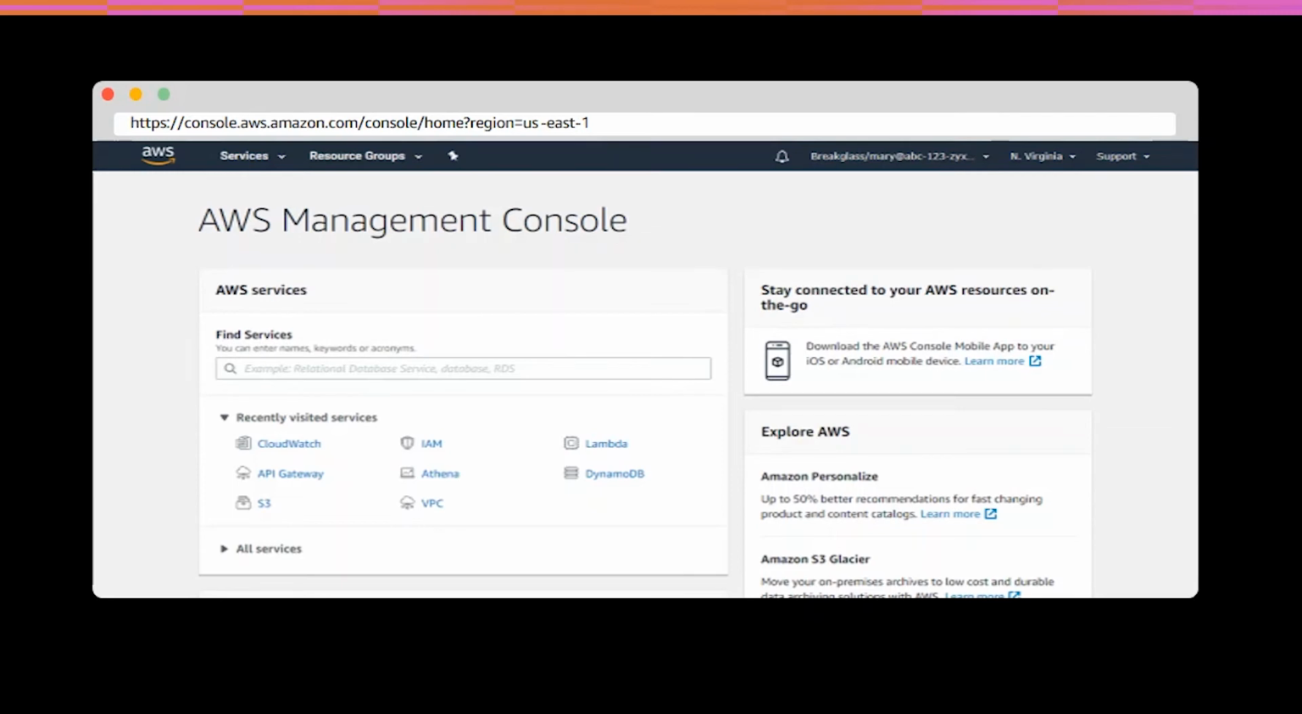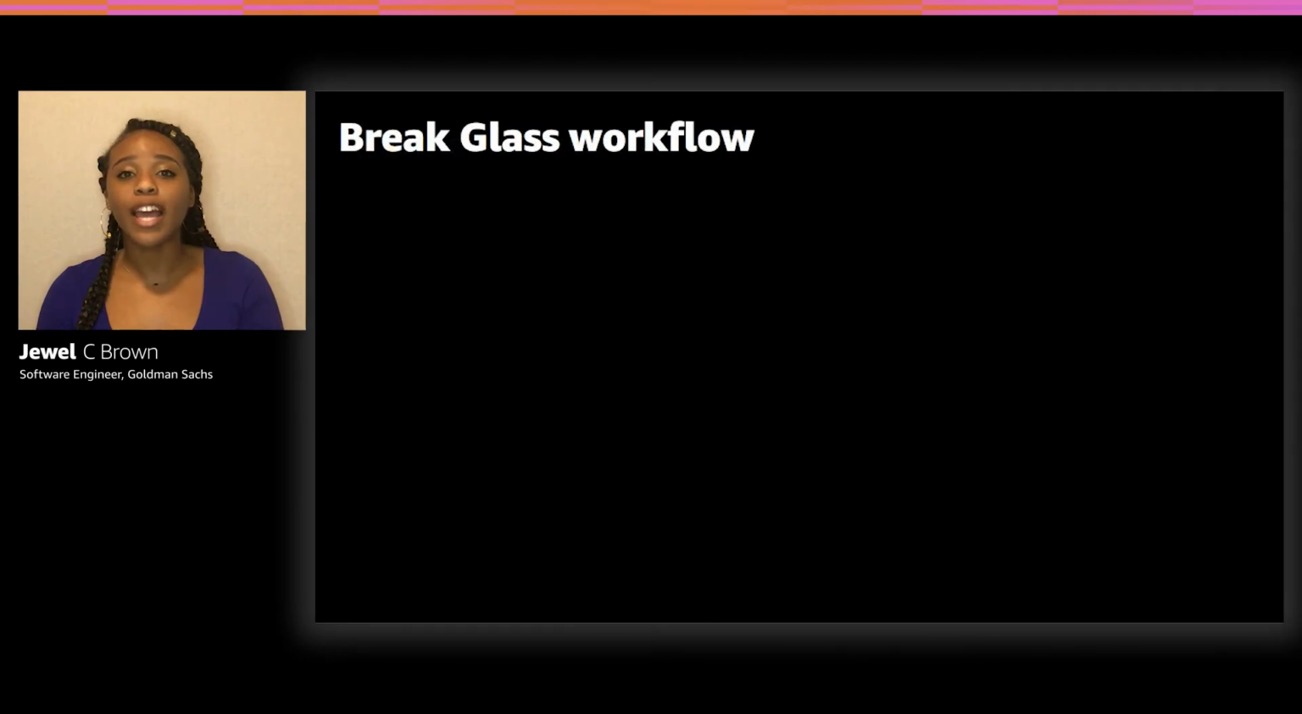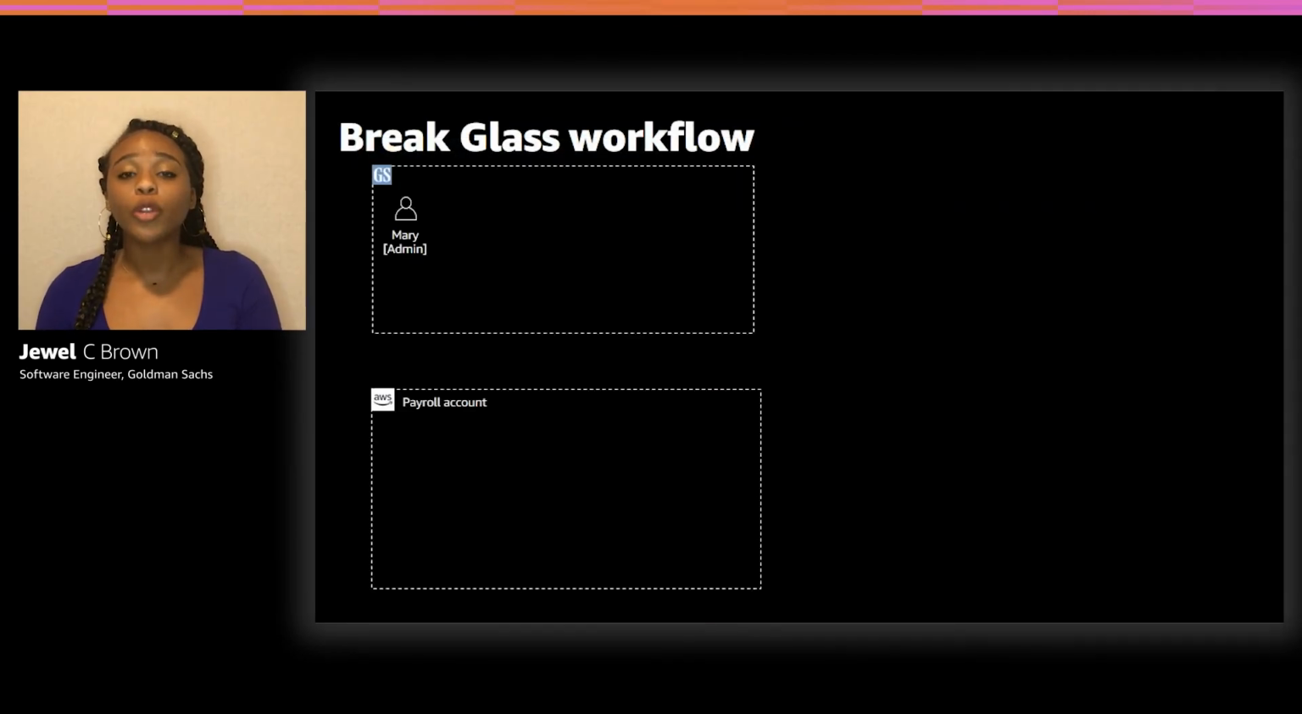pre-approval workflow. So here we have Mary, who needs access into the payroll account. In order to get that access, she's going to hit our internal identity provider, which is going to make the same check as it does for all developers within Goldman Sachs. It's going to check in our corporate directory: does she have access to this account? Is she authorized for it? And because she's an admin, she is.